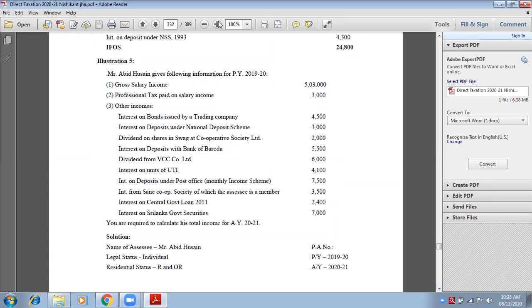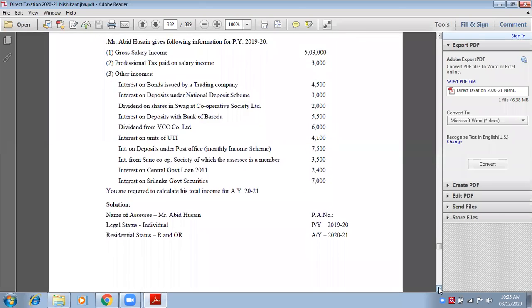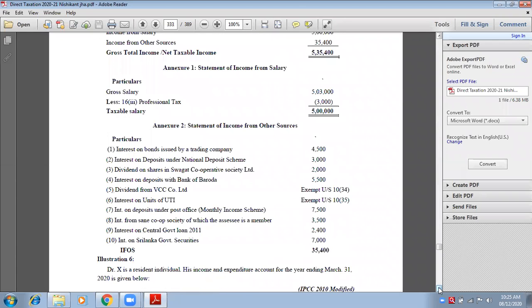Okay, start with the solution part. Write down assessee Mr. Abid Hussain. Write down, come on, legal status individual. Previous year, assessment year.